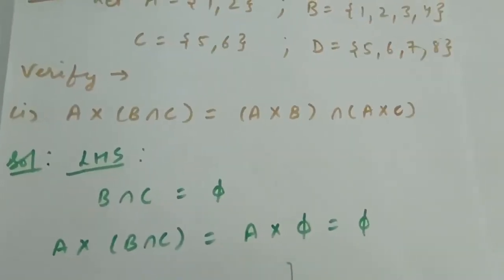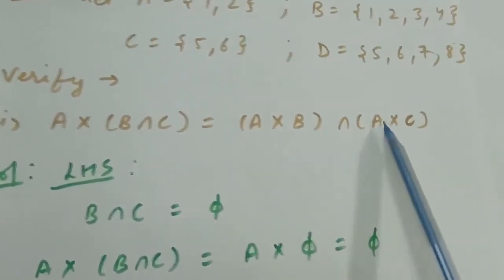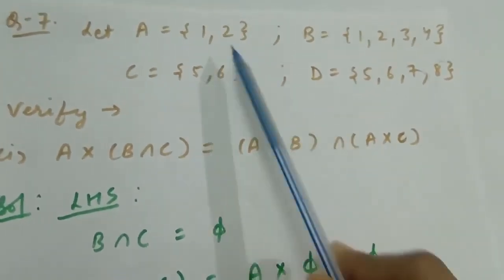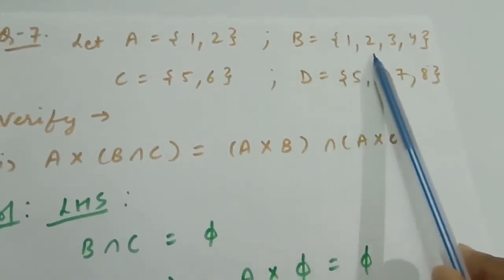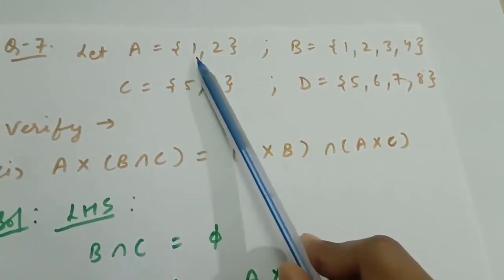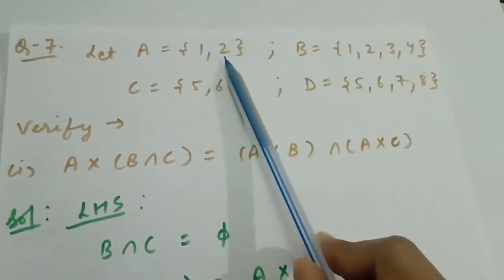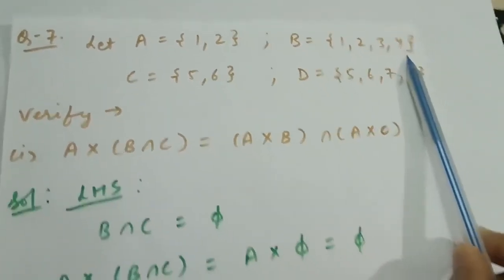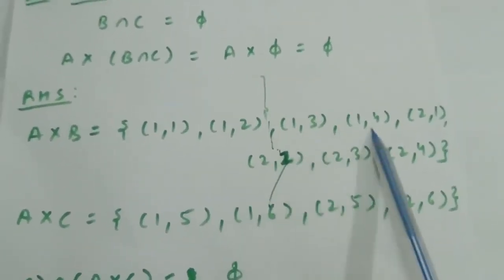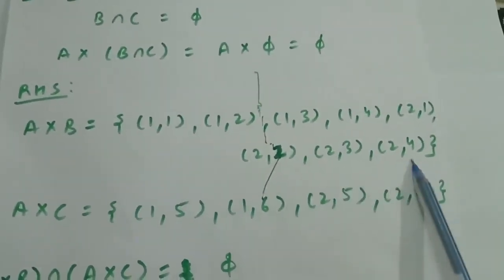For the right hand side, first of all we will find A cross B, then we will find A cross C, and then we will take the intersection of these two Cartesian products, right? So A is {1, 2}, B is the set {1, 2, 3, 4}. For the Cartesian product, first take the first element of A with all the elements of B, then the second element of A with all the elements of B. So you will find A cross B as (1,1), (1,2), (1,3), (1,4), (2,1), (2,2), (2,3) and (2,4).